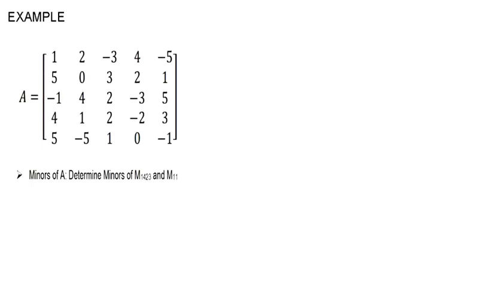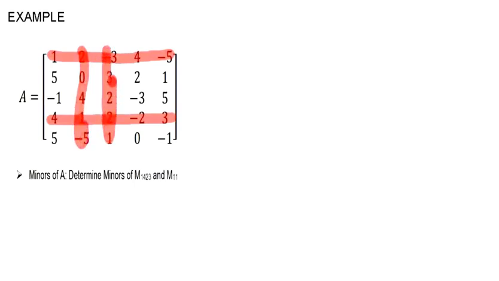For example, for our first requirement, we delete row 1 and row 4, and then we delete column 2 and column 3. The remaining elements will be the minors of A, the 1, 4, 2, 3. So our M, the minors of A, for 1, 4, 2, 3.